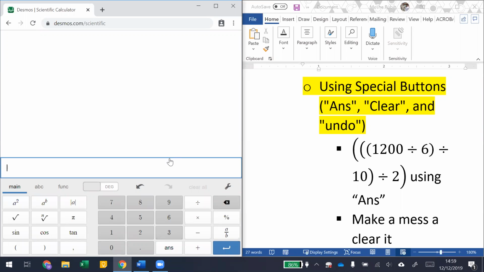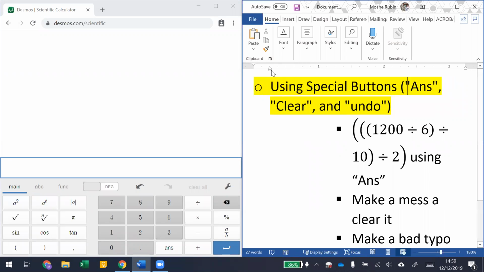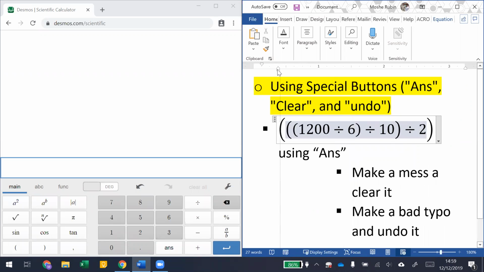For this next video, we're going to explore some of the special buttons that Desmos has that help make our lives easier. The first one I want to look at is this division problem here, where I have lots of parts. I've used lots of parentheses again. Let me try to get it all in one line. But instead I want to practice this using the ANS key.